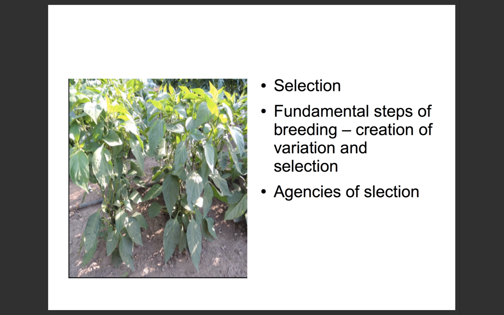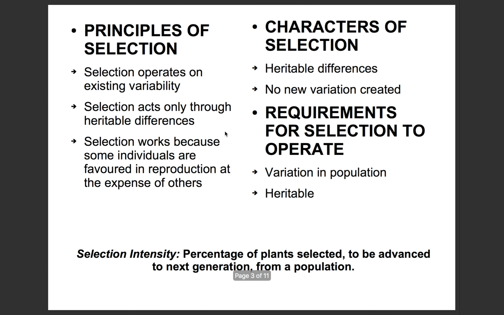There are three basic principles of selection given by Walker in the year 1969 to have a better knowledge about selection. And these principles go like this. The first one is selection operates on existing variability. That is, selection acts on the existing variation present in the population and it cannot create any new variation.